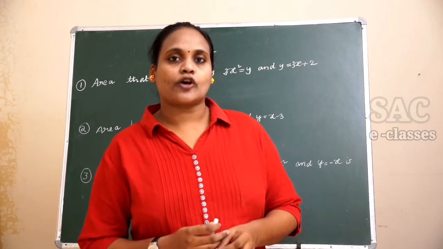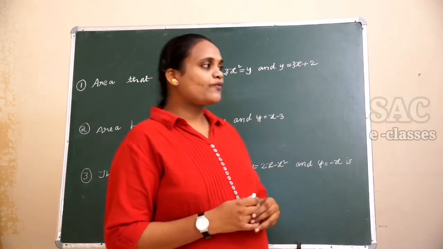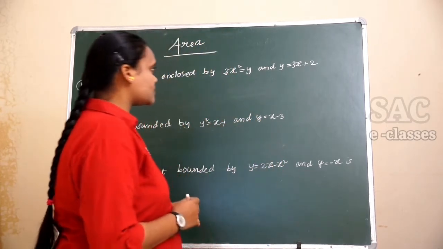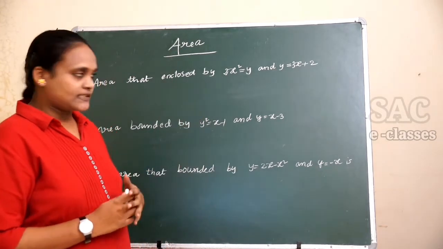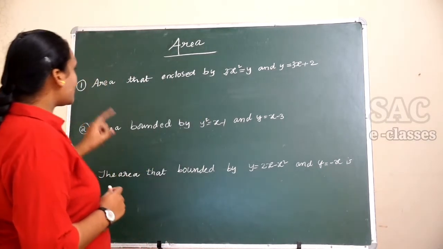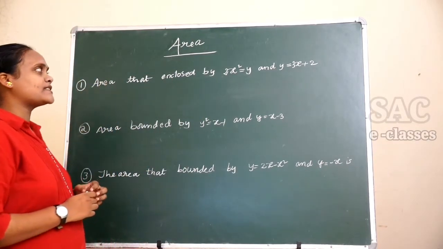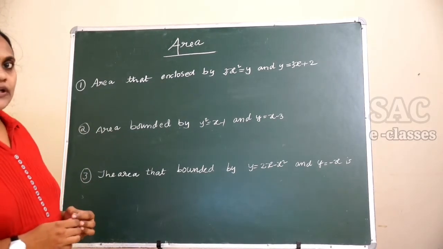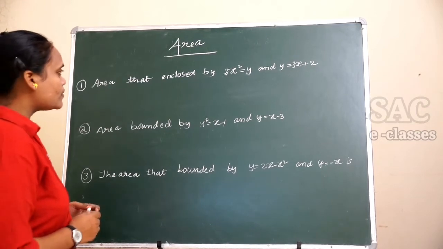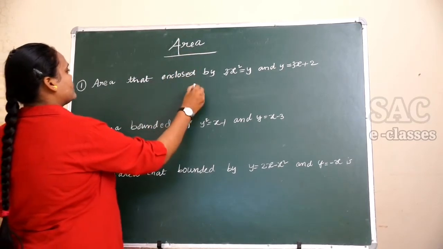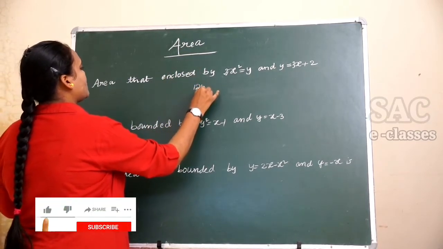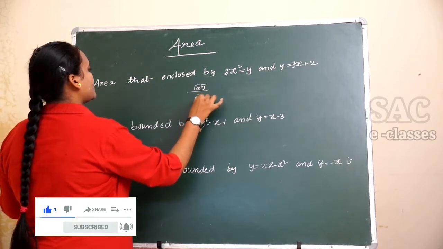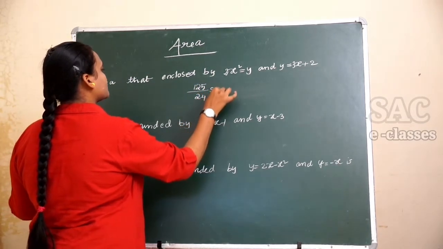Today our topic is how to find the area of a curve in just 3 seconds. See here, the area enclosed by y = 2x² and y = 3x + 2 is 125 by 24 square units.